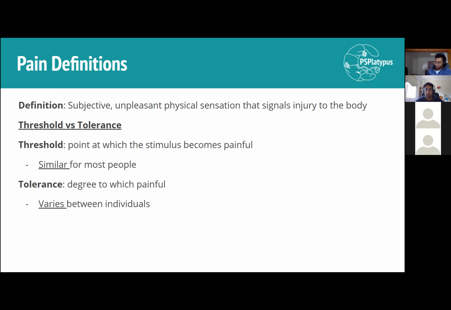This threshold is similar for most people, but tolerance is what varies between individuals, and that's the degree to which it is painful. So if you were to rate it on a scale of 0 to 10, people might rate it differently based on their pain tolerance, but people won't say it's not painful at all because they would have passed the pain threshold.